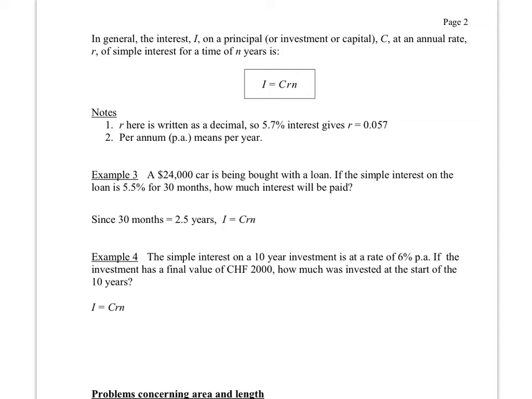Our formula is I equals CRN. And that's going to be equal to 24,000 times the interest rate, which we don't write down as 5.5, we write down 0.055 for the interest rate as a decimal. And then the 2.5 is the number of years. Multiply those together and we'll get $3,300.